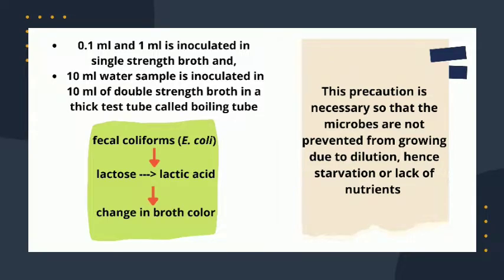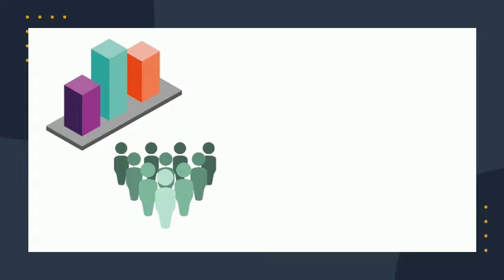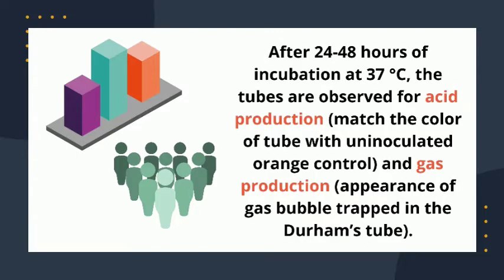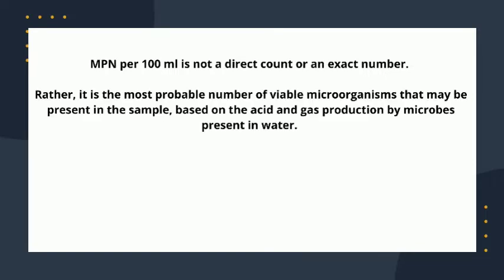Since this method is statistical, it has to be conducted in replicates. Ideally, it's 3 or 5 copies of each tube, making a total of 9 tubes or 15 tubes respectively. After incubation, these tubes are observed for acid and gas production. This method is based on probability statistics, hence replicates of the tubes are needed. MPN per 100 ml is not a direct count, rather it's the most probable number based on the statistics.